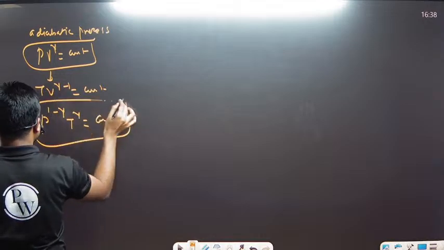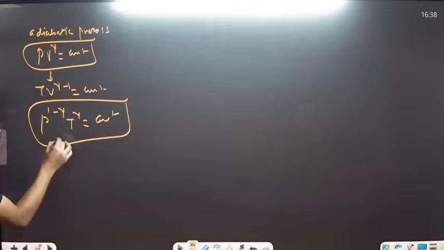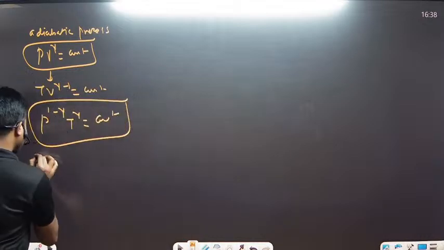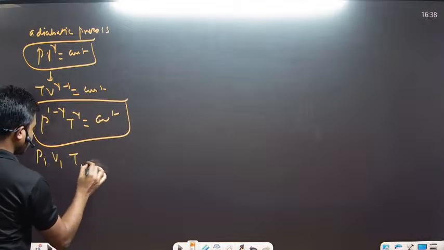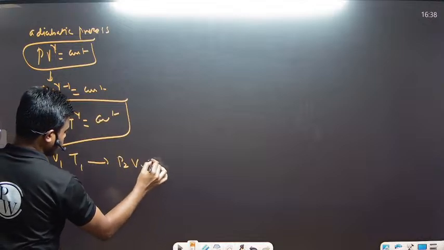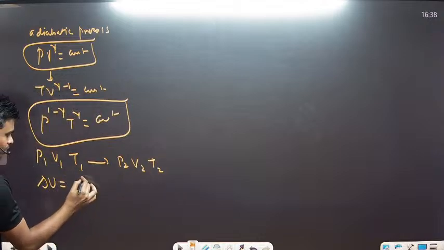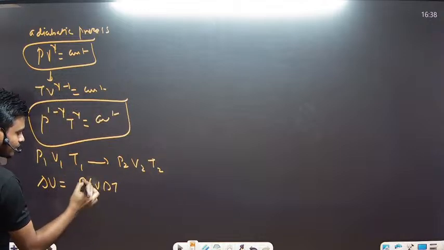That is the adiabatic process we have. So state 1, in this case all will be changed: pressure, volume, temperature will change. Pressure P1, V1, temperature T1 will change to pressure P2, V2 and temperature T2. What is delta U? Simple formula: nCv delta T. This is not going to change.